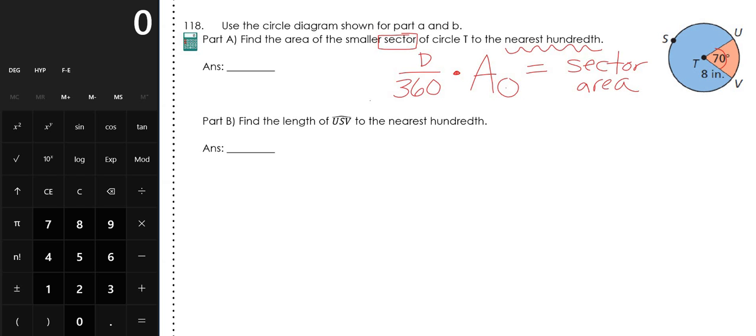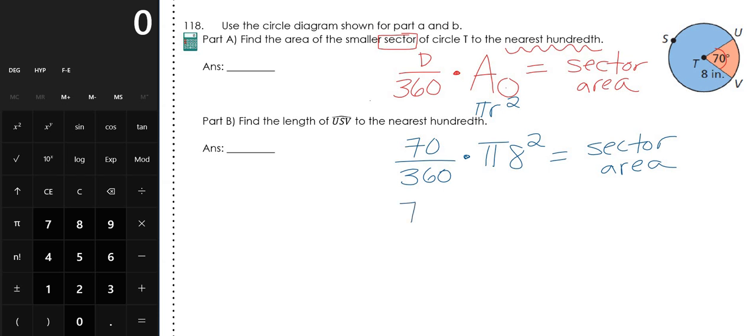So let's start plugging some things in here. The degree measure we said is 70. That's your central angle over 360 times the area of a circle. Now, we don't have the area. They didn't give it to us. So we have to think about what's the area formula for a circle. And the answer is pi r squared. Our radius here is 8. So we're going to plug in pi times 8 squared. And whatever we get should give us our sector area.